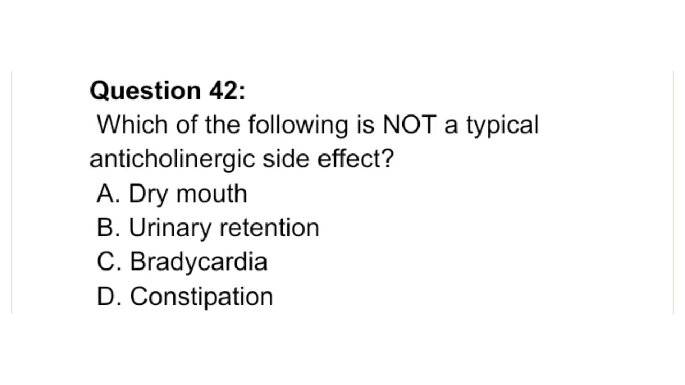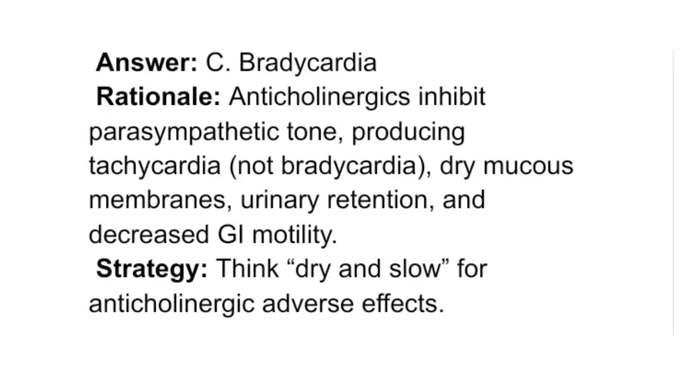Question 42. Which of the following is not a typical anticholinergic side effect? A. Dry mouth. B. Urinary retention. C. Bradycardia. D. Constipation. Answer: C. Bradycardia. Rationale: anticholinergics inhibit parasympathetic tone, producing tachycardia, not bradycardia, dry mucous membranes, urinary retention, and decreased GI motility. Strategy: think dry and fast for anticholinergic adverse effects.